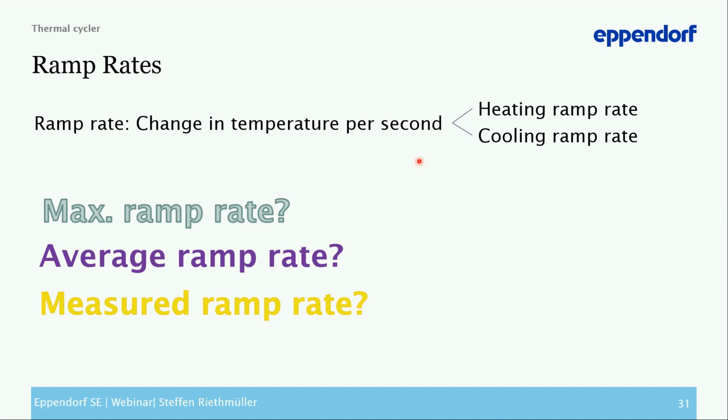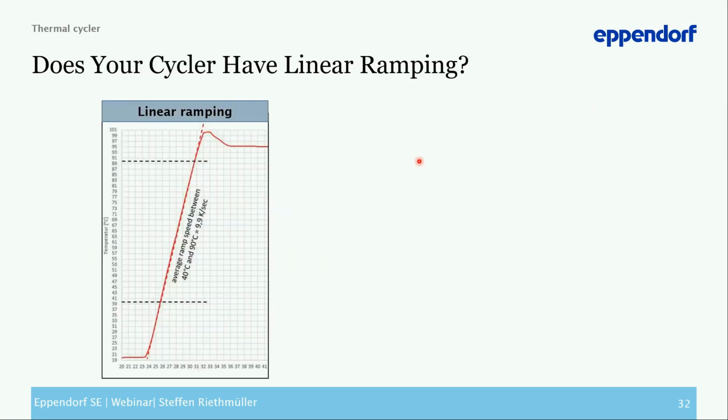And if you now take a look in the technical data sheets of the manufacturers, you find different terms which are related to the ramp rate. For instance, max ramp rate, average ramp rate, measured ramp rate. And sometimes it's a bit confusing and misleading. And on the next slides, I would like to explain this in detail.